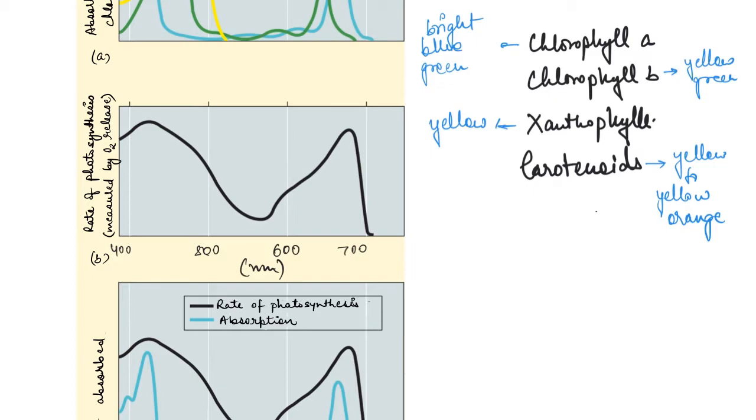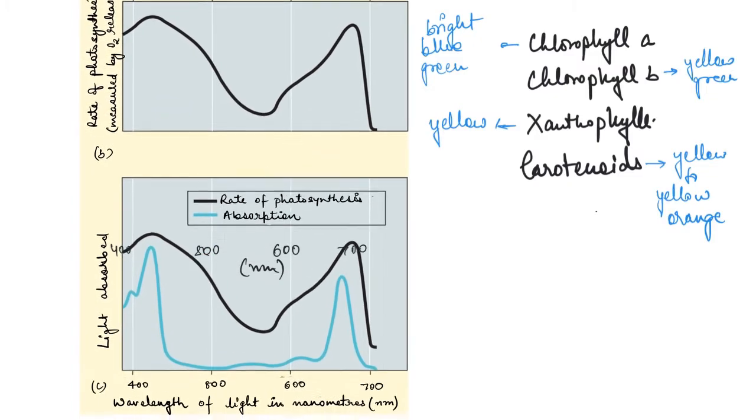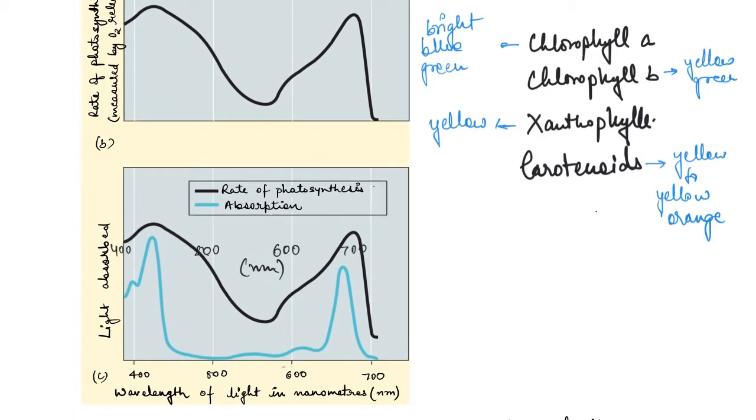That is why now we can conclude, right? Here you can see both the graphs. So where the absorption is maximum, the rate of photosynthesis is maximum, right? So what we can conclude is that chlorophyll A is the chief pigment which is associated with photosynthesis, right?